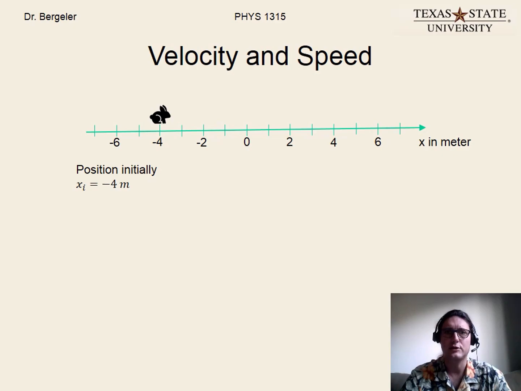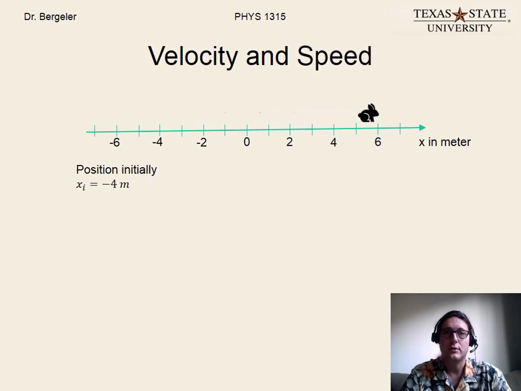In this video, I want to talk about velocity and speed. We want to look at the motion of a bunny. The bunny starts at -4 meters. We can write it down like this: position initially, xi equals -4 meters. The i subscript stands for initially.